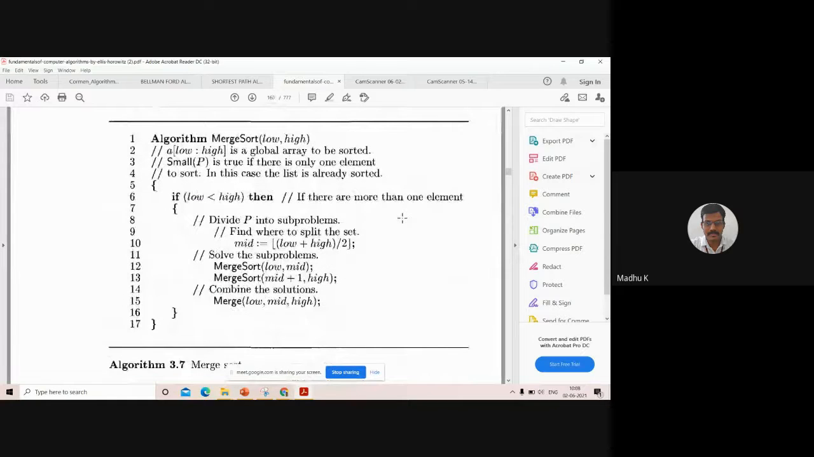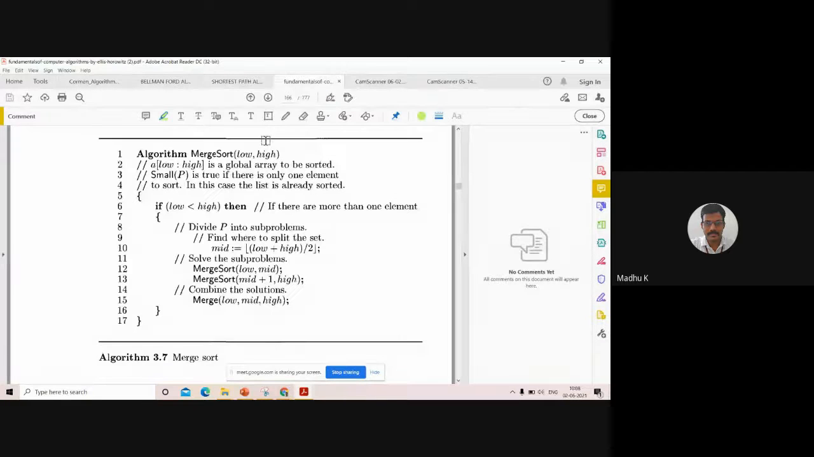This is the merge sort algorithm. Here the merge sort algorithm consists of two variables. Basically, we are using two variables, low and high. Low and high are the parameters to this algorithm.